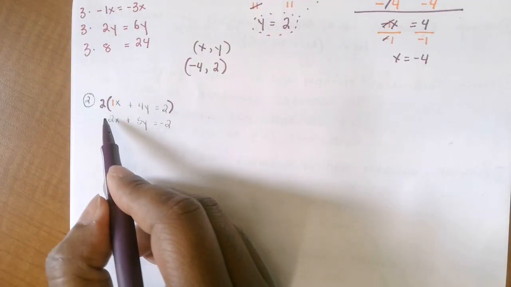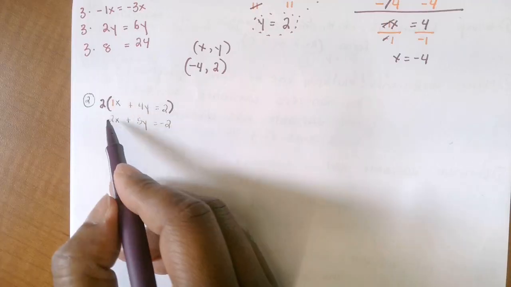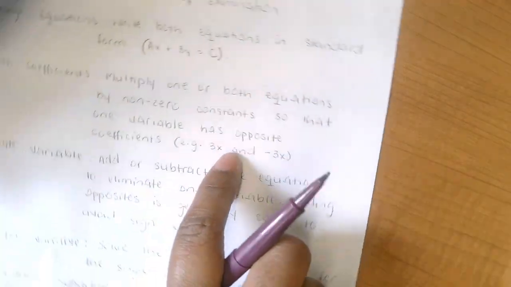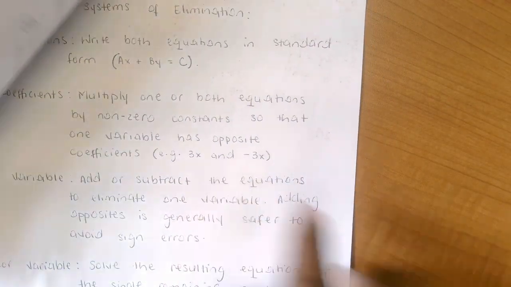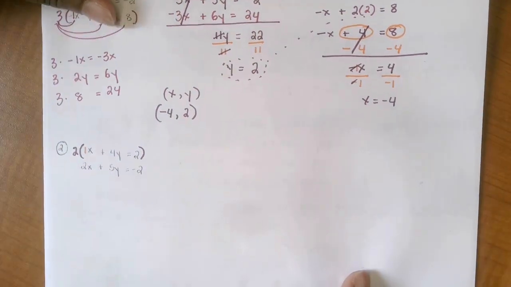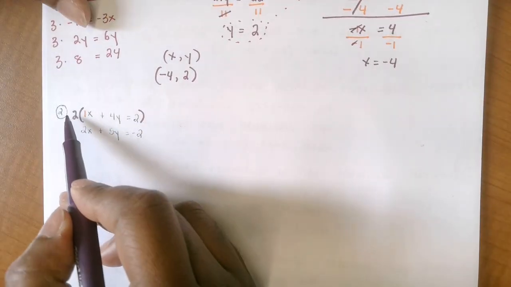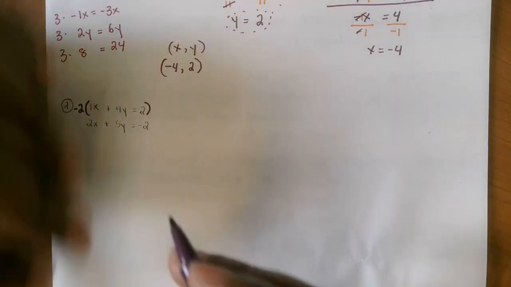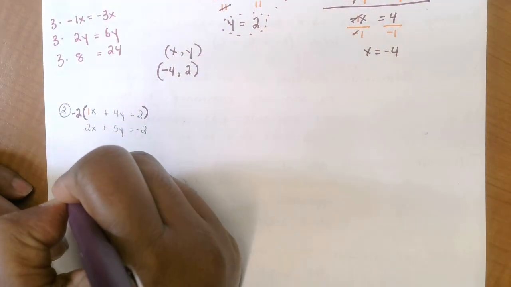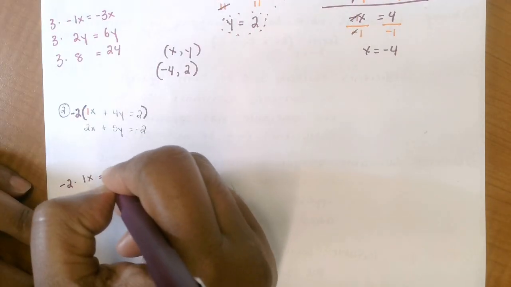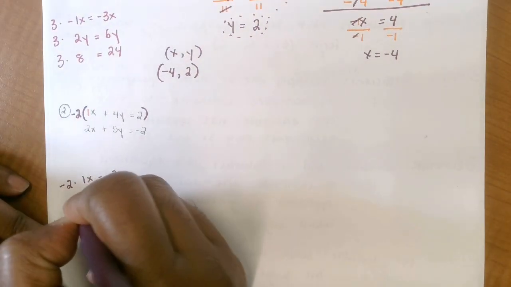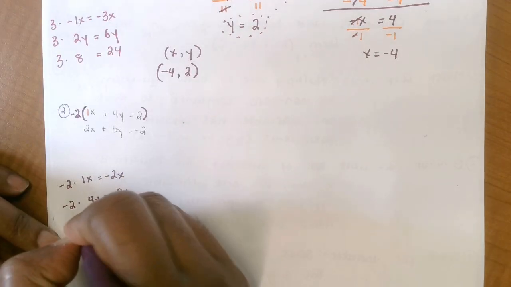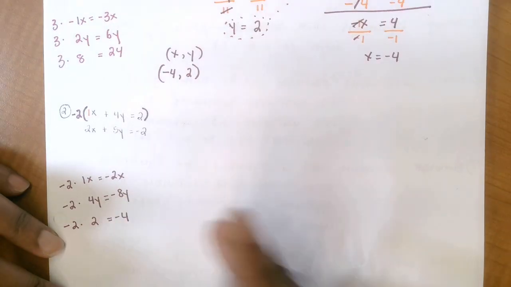Wonderful. I realize both x's are positives. However, one needs to be a negative. Always remember you need opposite coefficients. So, if both are positives and I'm able to edit this first equation, I'm going to put a negative on the 2. So, it's going to be negative 2 times 1x equals negative 2x. Negative 2 times 4y equals negative 8y. And negative 2 times 2 is equal to negative 4.